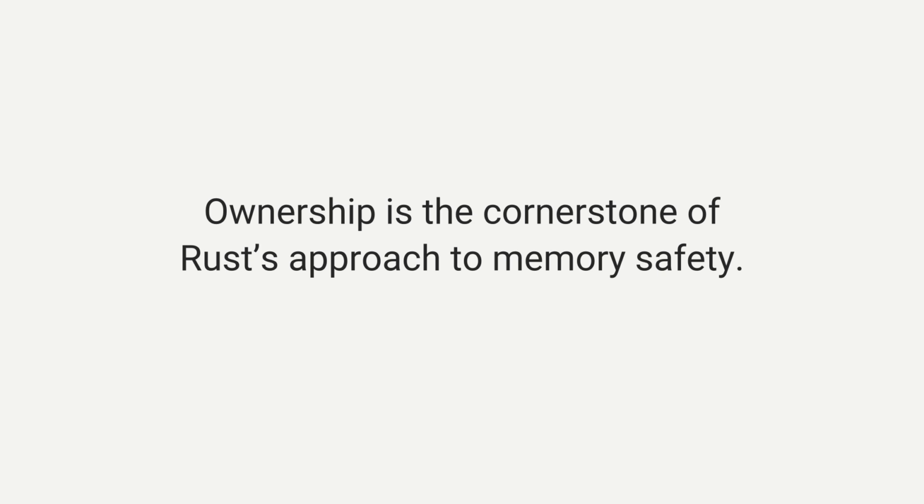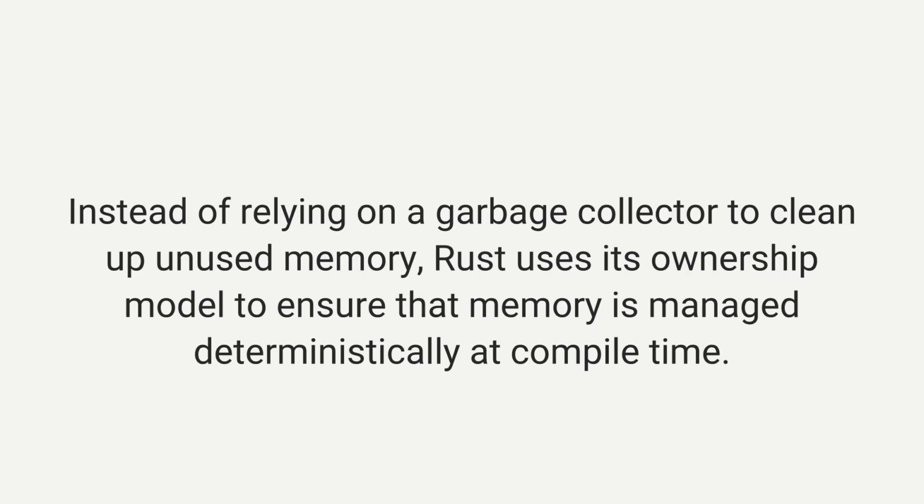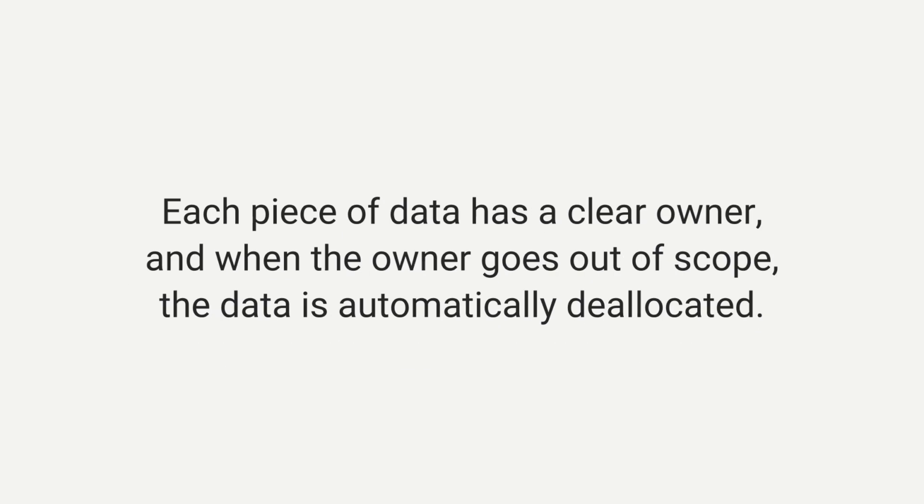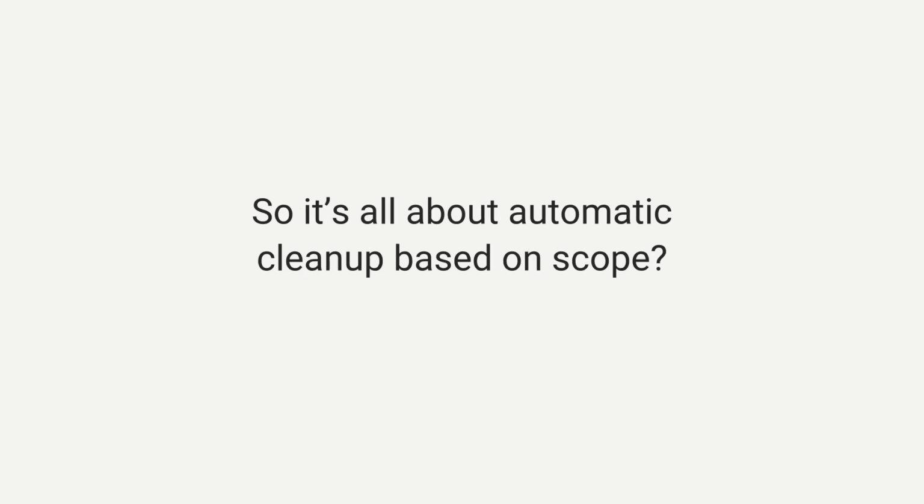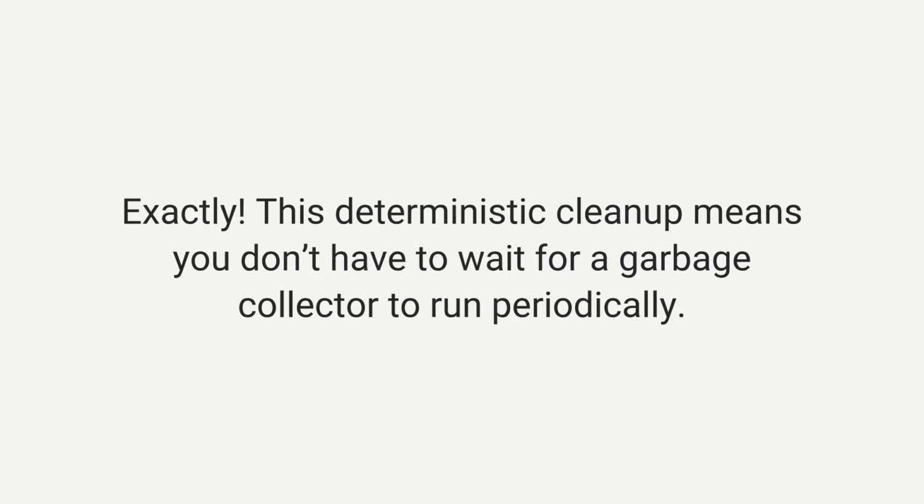Ownership is the cornerstone of Rust's approach to memory safety. Instead of relying on a garbage collector to clean up unused memory, Rust uses its ownership model to ensure that memory is managed deterministically at compile time. Each piece of data has a clear owner, and when the owner goes out of scope, the data is automatically deallocated. So it's all about automatic cleanup based on scope?